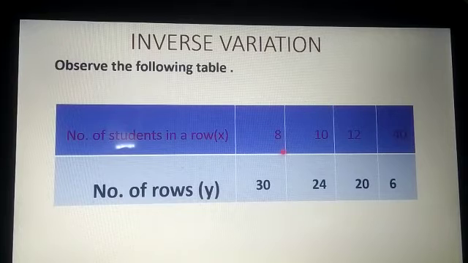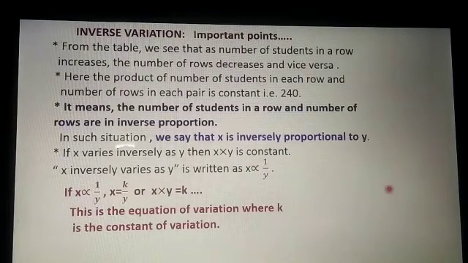And in inverse variation, if we take the product of the first quantity and the second quantity, that is x into y, it will be constant. How? When we take 8 into 30, the product is 240. 10 into 24 is 240. Again 12 into 20 is 240. Again 40 into 6 is 240.